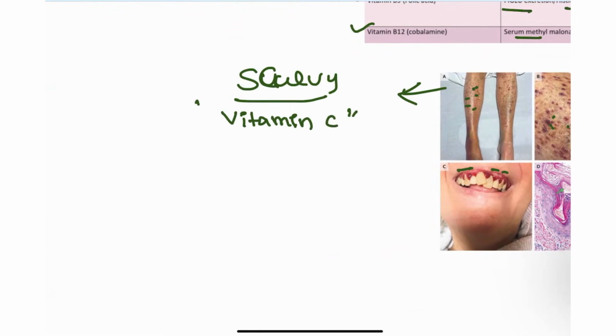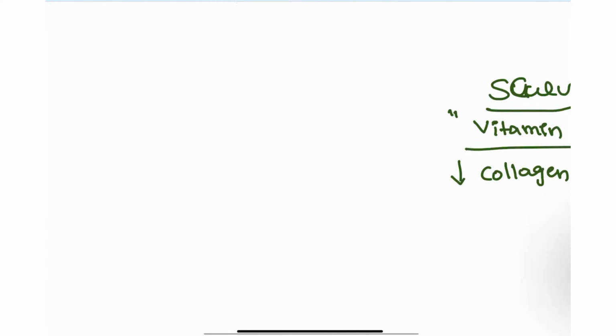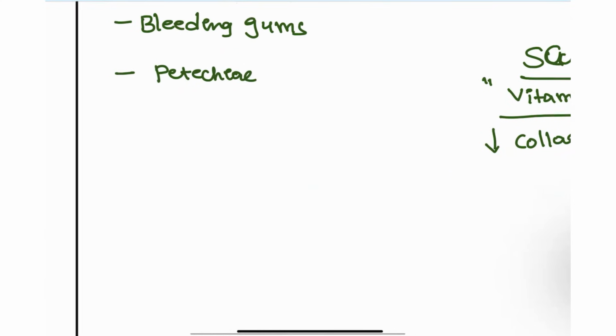It is a deficiency of vitamin C. Vitamin C is decreased. Collagen is also going to decrease because vitamin C is important for hydroxylation. So collagen synthesis is decreased. This will cause these kinds of symptoms. What are those symptoms? Bleeding gums, right? Bleeding gums is seen in this patient. Gingivitis is seen. And petechiae. These petechiae will be perifollicular petechiae.